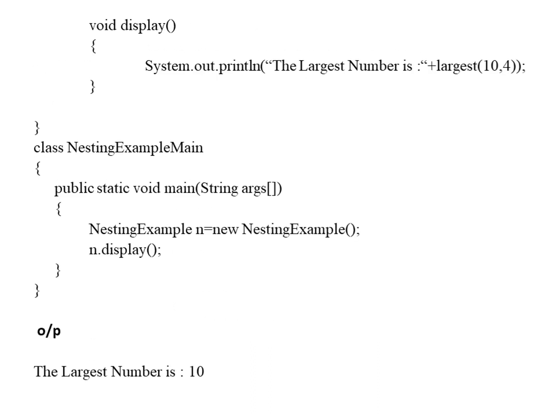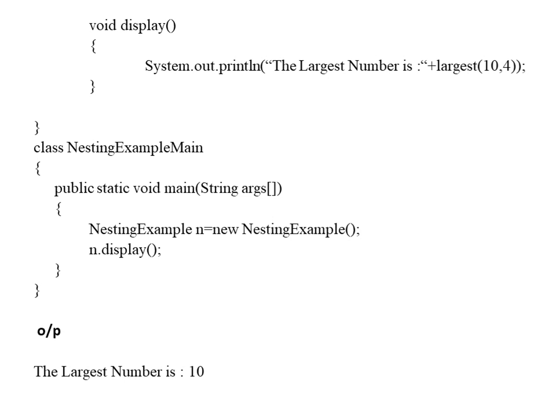Now I have a display method. See, within the display method I am calling largest. Where is the display method residing? It is residing in the nesting example class. Where is largest residing? It is also one of the methods of the nesting example class. So this display method is calling another method called largest by passing the values 10, 4. This is called nesting. Display is a method, and now it is calling another method. What is that method? Largest. So this concept is called nesting of methods.